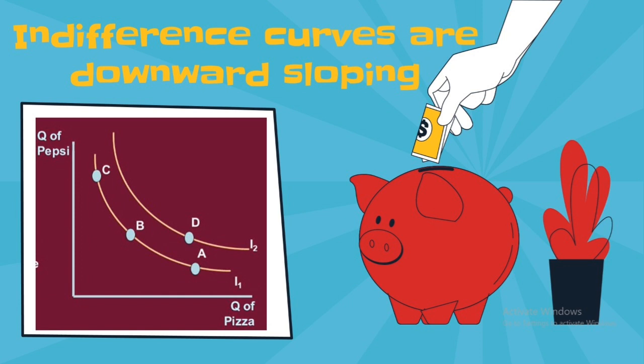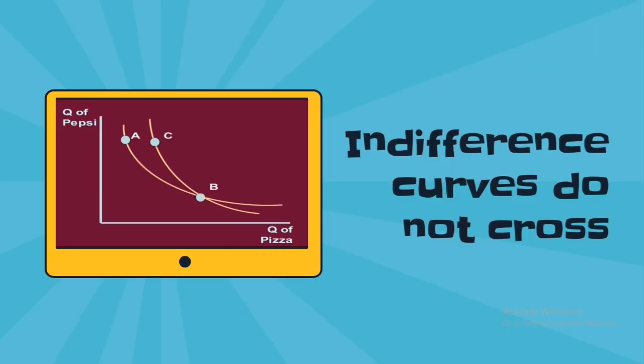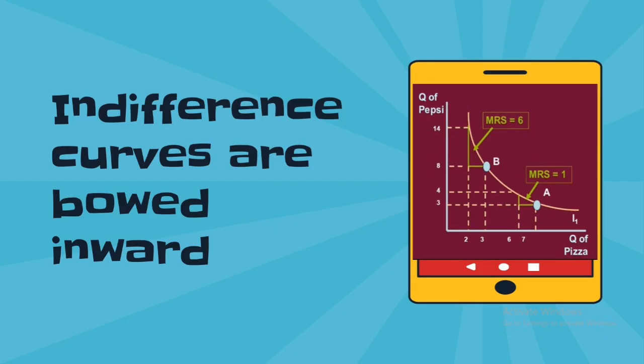Indifference curves are downward sloping. The IC reflects the rate at which consumers are willing to substitute one good for another. Therefore, if Q of one good is reduced, then the Q of the other must increase to make the consumer equally happy. Indifference curves do not cross. This could never happen. According to these indifference curves, the consumer would be equally happy at points B and C, even though point C has more of both goods.